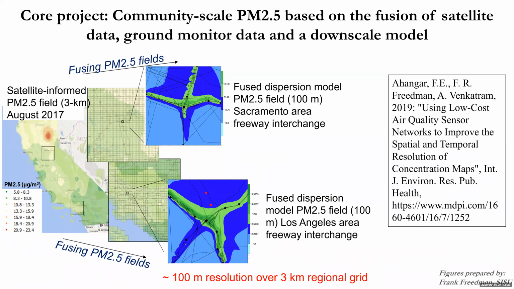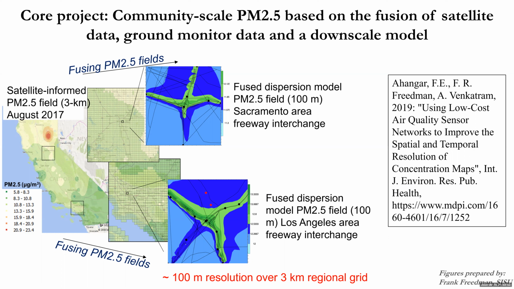Now, one of the final ultimate products of our core project is to combine PM2.5 data from satellite and monitor with a downscale model. The end goal is to provide community scale PM2.5 data at 100-meter resolution. So this is the map showing the California state with 3-kilometer gridded satellite data. The satellite data are used to drive the background at this 3-kilometer scale.